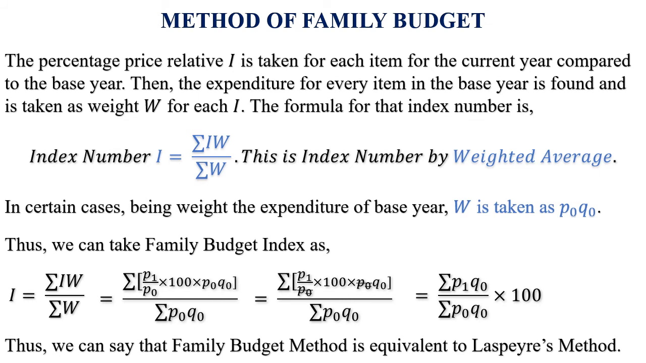So in some cases where W is not given and still we have to use the family budget method, just take W as P0Q0. So it's that simple. These are the two main formulas which we will be discussing in my next tutorial in the solution for exercise 1.4. But some theory is still left.